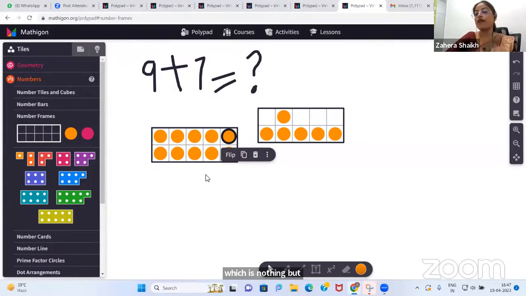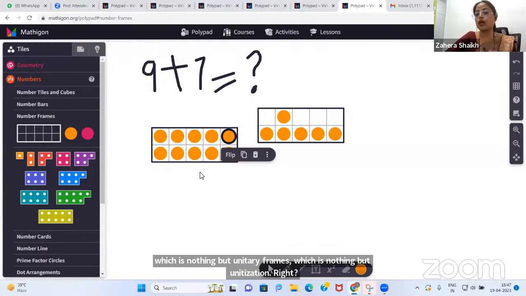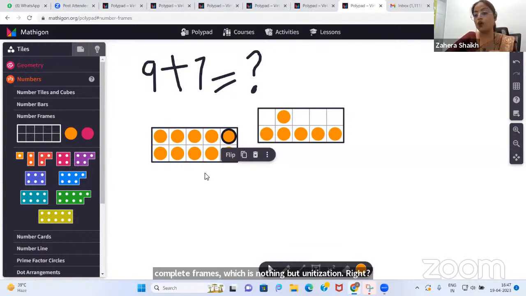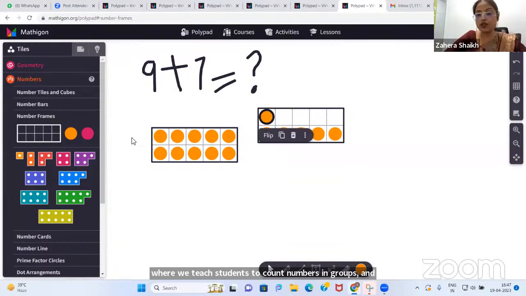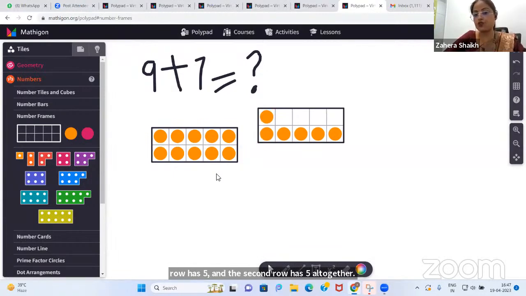Unitization is a process where we teach students to count numbers in groups, and this is a very essential part of counting, right? So now I'm able to tell you what number it becomes just because of this visual, right? I can say this is 10. Actually, I do not need to count it one by one. I just know from my tens frame that the first row has 5 and the second row has 5. Altogether, it's 10. I do not need to count it literally, right?